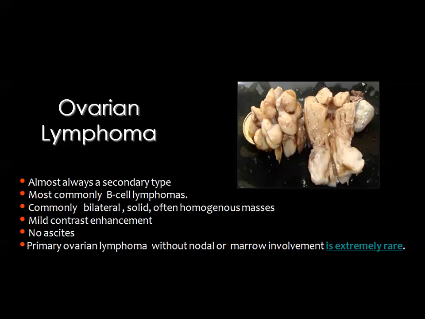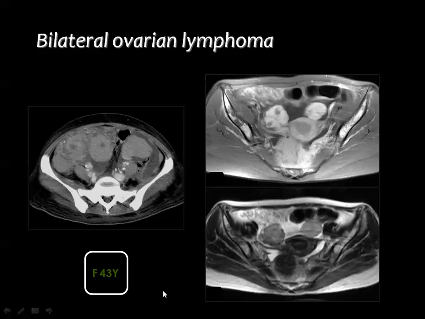And in cases of ovarian lymphoma, you may find in the clinical history a lymphoma elsewhere in the body as well. Then mild contrast enhancement is usually seen, and many times you do not see ascites, as you can see in the metastatic ovarian tumors.